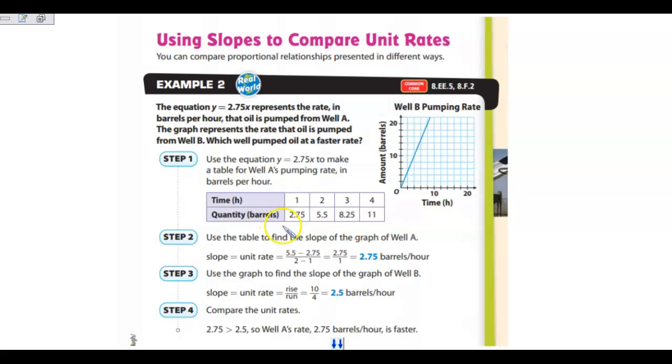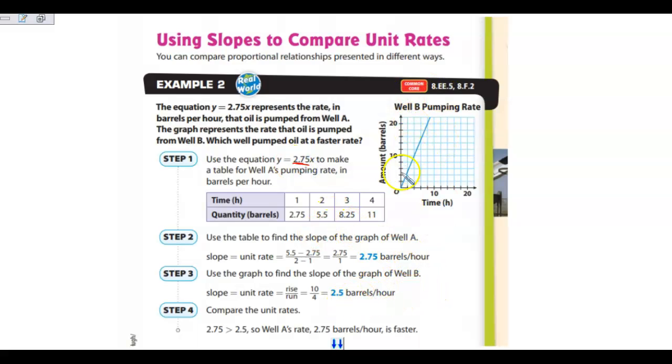So what they did is they found the difference in the ordered pairs and found the barrels per hour. And so they took between 2 and 1, and they took 5.5 minus 2 3/4, and they got 2 3/4. And then 2 minus 1 is 1, and so they found that it's 2 and 75/100 barrels per hour, which is also their constant here. So we know that this is constant.